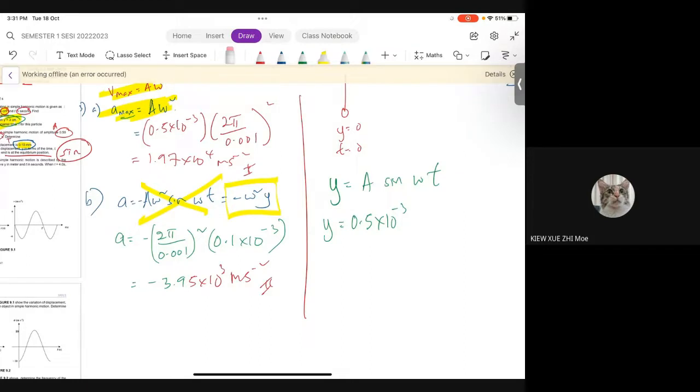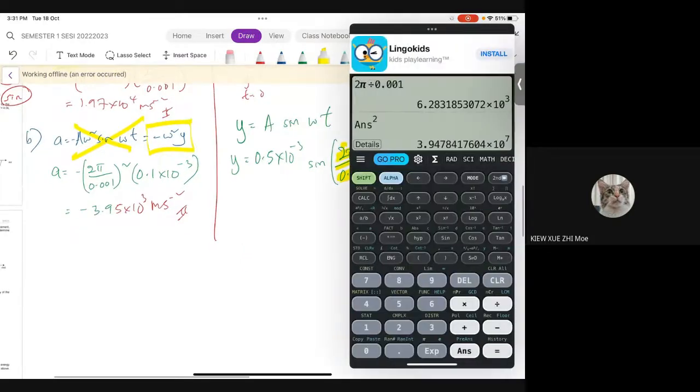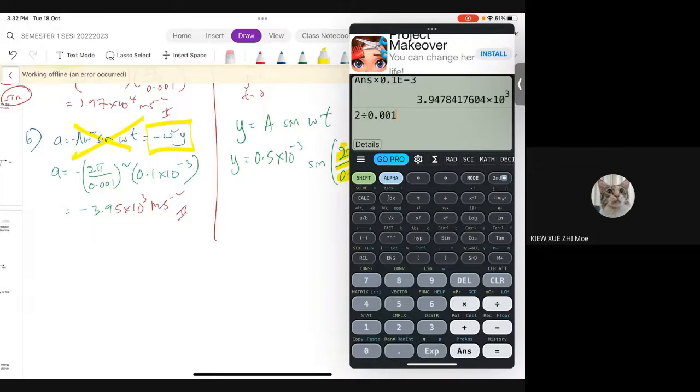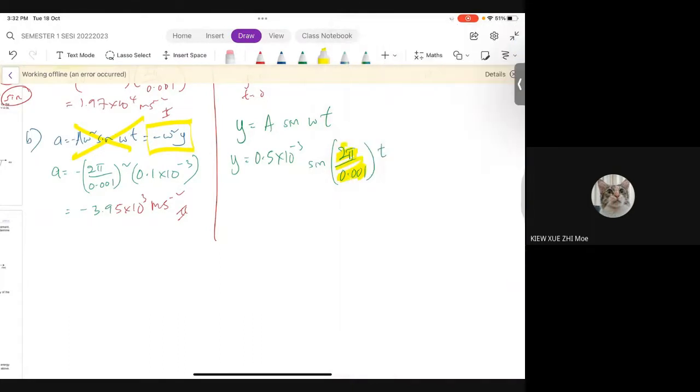Okay, so sin omega is 2 pi divided by 0.001, and t biar je lah t because in term of t. Okay, for this one selalunya pi kita tak akan darab. We only just divide 2 divided by 0.001. So you get the answer is 200. Betul tak? Okay. So my final answer adalah y equals to 0.5 times 10 power of negative 3 sin 200 pi t.